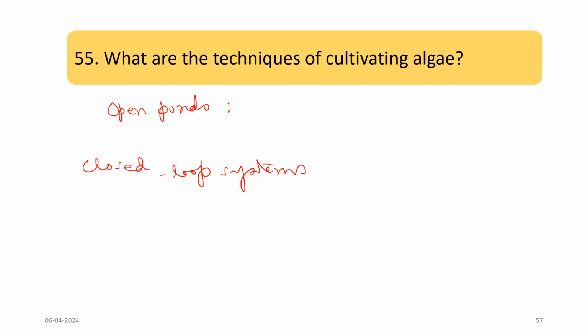And there are photobioreactors, also complex, expensive closed systems. So the third method is the photobioreactors. This is a complex, expensive and closed system, with significantly higher yield and better control. So these are the three methods for cultivating algae.